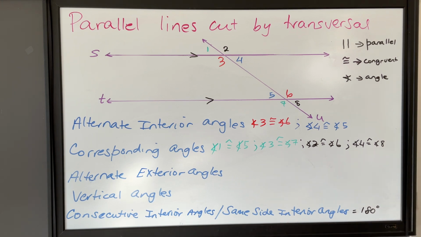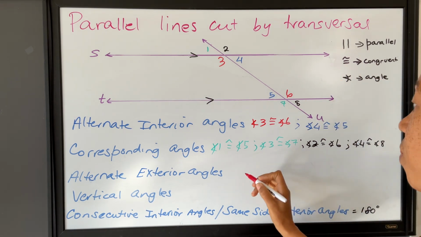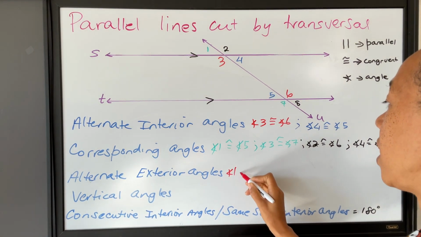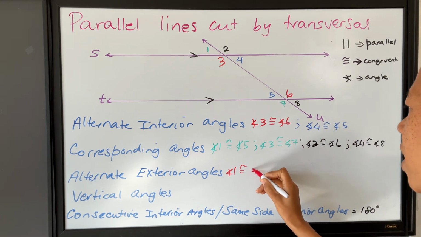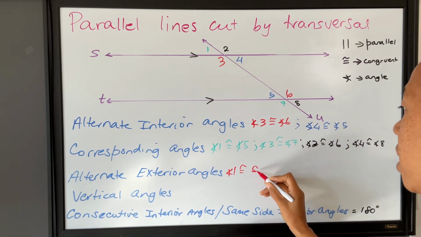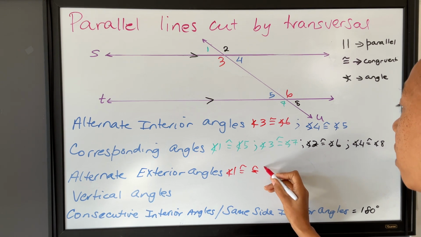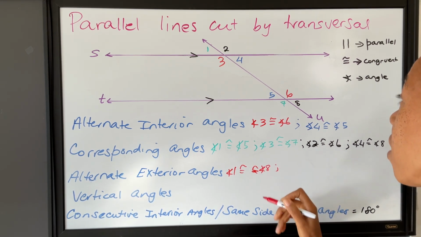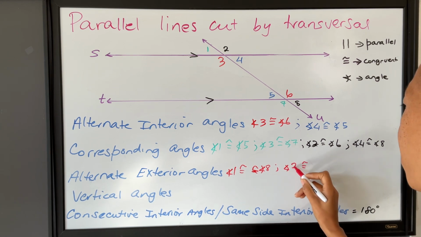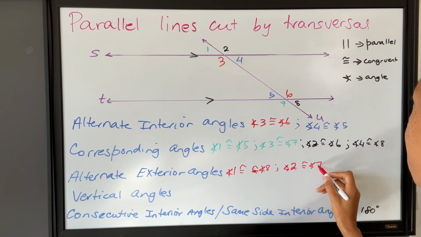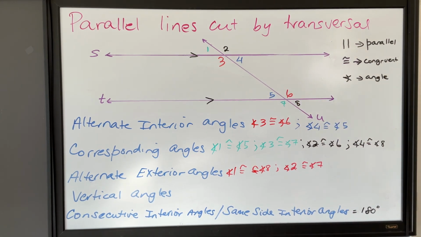So now remember, if they're alternate exterior, alternate tells you that they're on opposite sides or alternate sides of the transversal. So we have, for example, angle 1 is going to be congruent to angle 8 on the alternate side, and angle 1 is on the outside. And the other pair is going to be angle 2 is going to be congruent to angle 7.